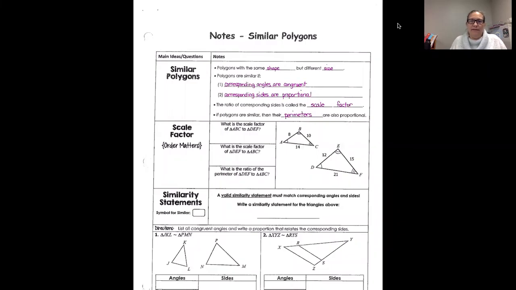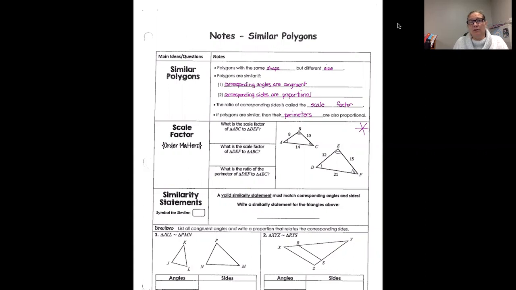Hey guys, today we're going to look at similar polygons, which is the next section in our similarity chapter. Similar polygons are polygons with the same shape but different size. As you look at the triangles in this box, you can see that they're both triangles. They both look alike, but one is smaller than the other.